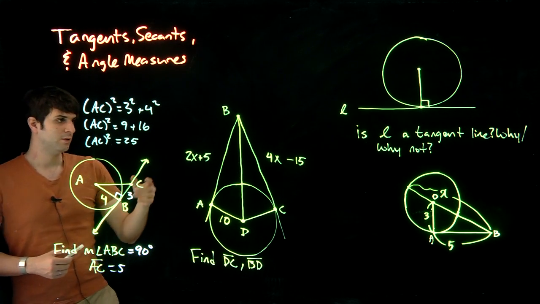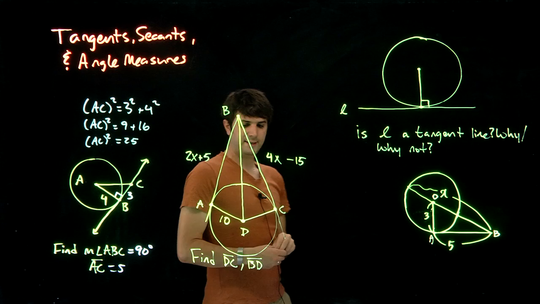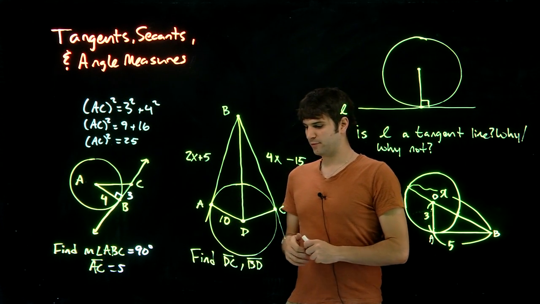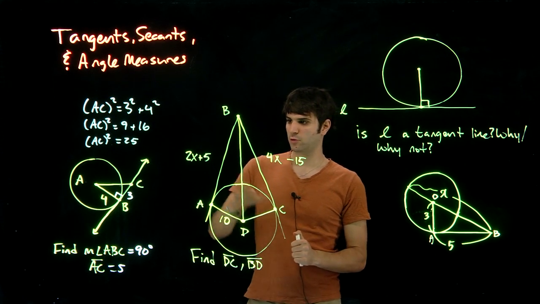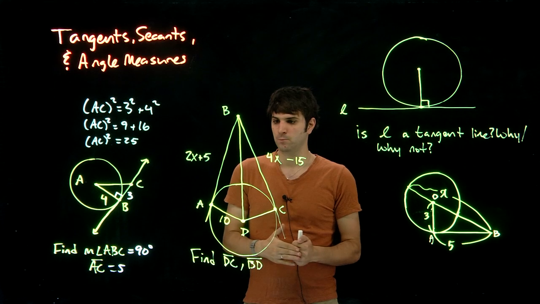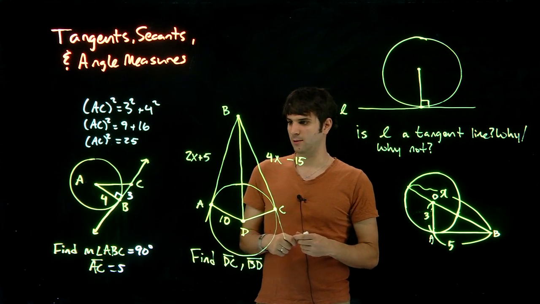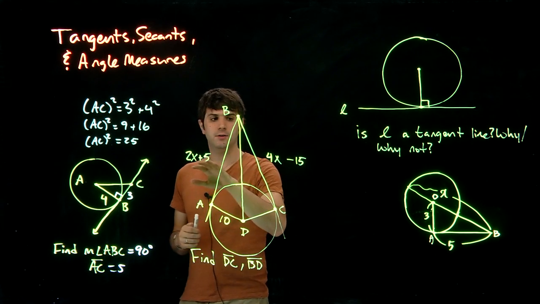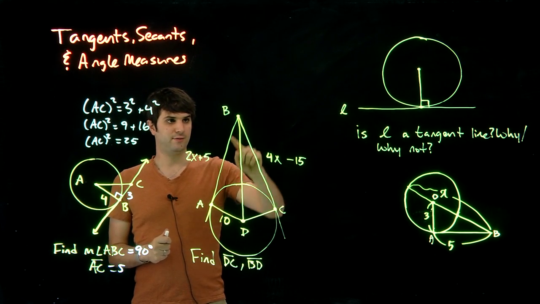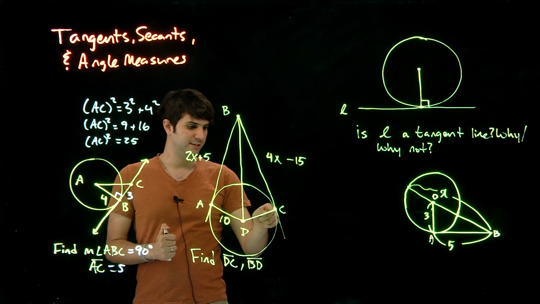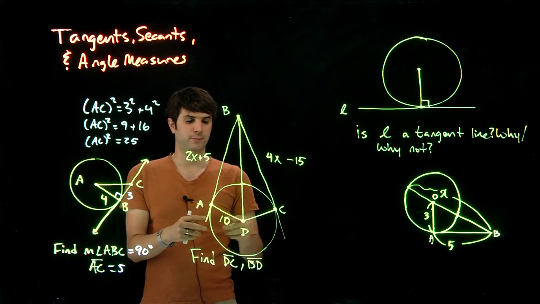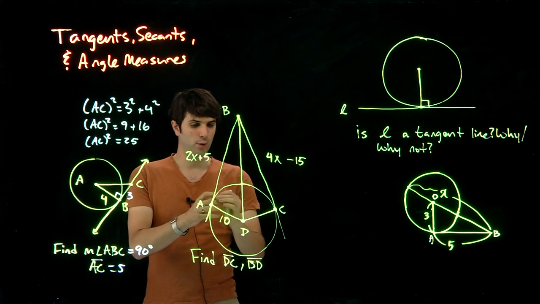Okay. Moving on to this problem, we have something that looks like, I don't know, a head with a cone on it. But anyway, we want to find first of all x, and then DC and BD. So let's first focus on our x portion. Here we know that again, here's a circle D. We have BA and BC. These are tangent because we can see these are only intersecting the circle at one point.